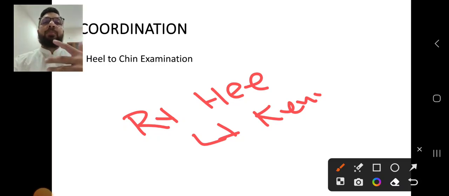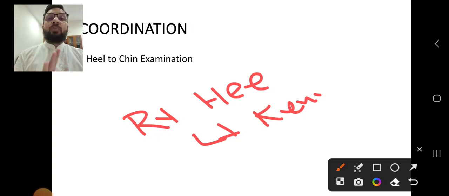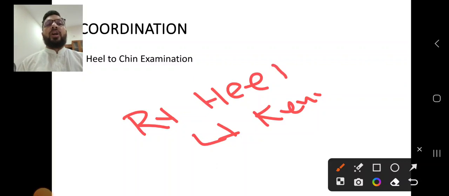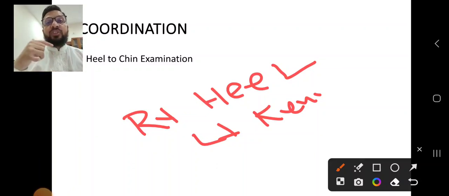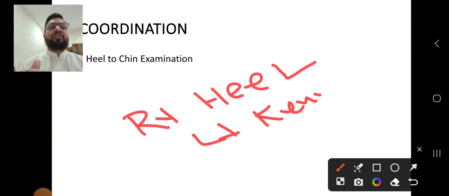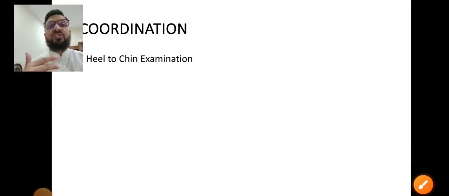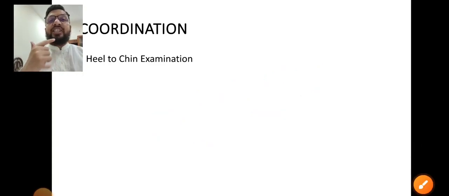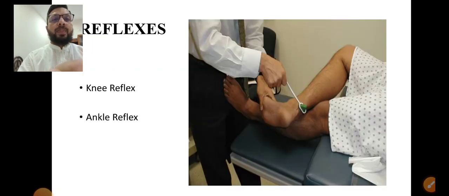So this is a simple and easy command you will give to the patient: please put your right heel on your left knee and drag it down, and then ask the patient to do it again and again, for 2 to 3 times. And similarly, you ask the patient the same on the other side. So this is how you will perform heel to shin examination.